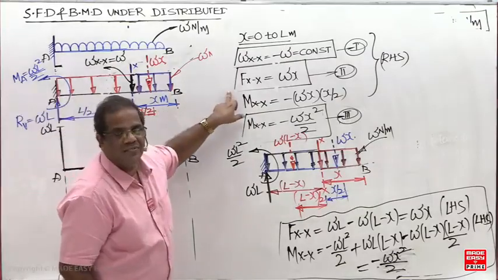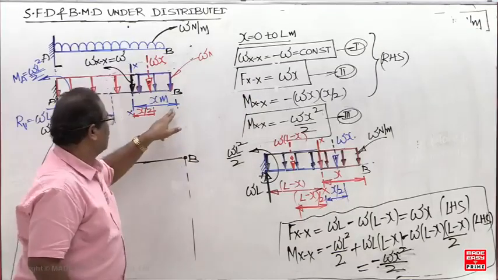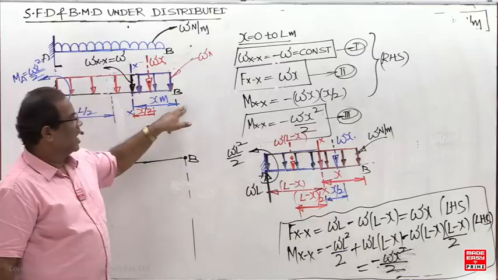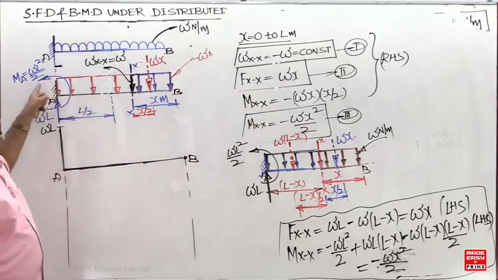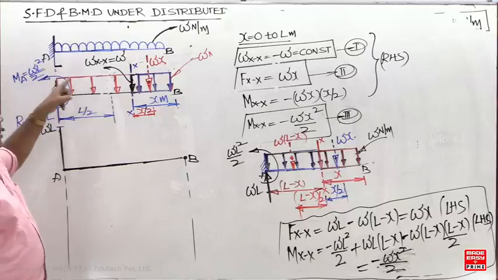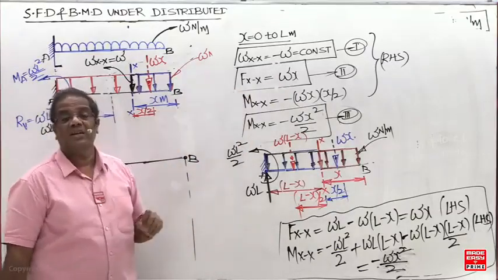Now, what is the advantage of this? Whether the equation is correct or incorrect, how do we cross-check it? Put in the x value. What is the x value here? It is 0. If I put x equal to 0, I already get 0. And here, what is the x value? It is L. If I put x equal to L, I get WL. So how do we cross-check whether the equations are correct or incorrect?